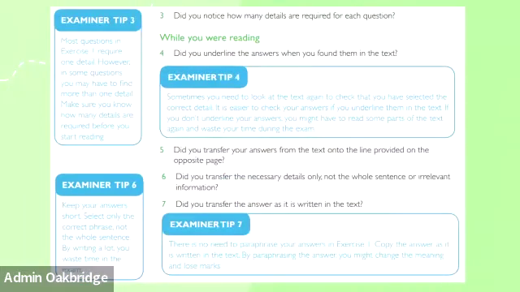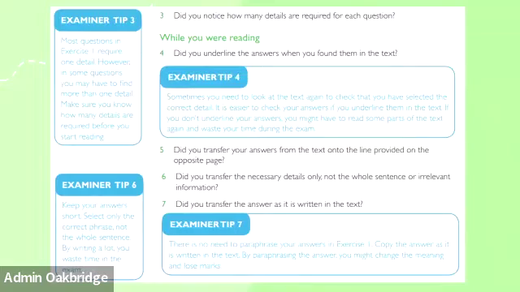Next, examiner tip 3, most of the questions in exercise 1 require only one detail. However, some questions, usually question number 2 or question number 9, will require you to write more than one. Okay, so make sure you know how many details are required before you actually start reading.